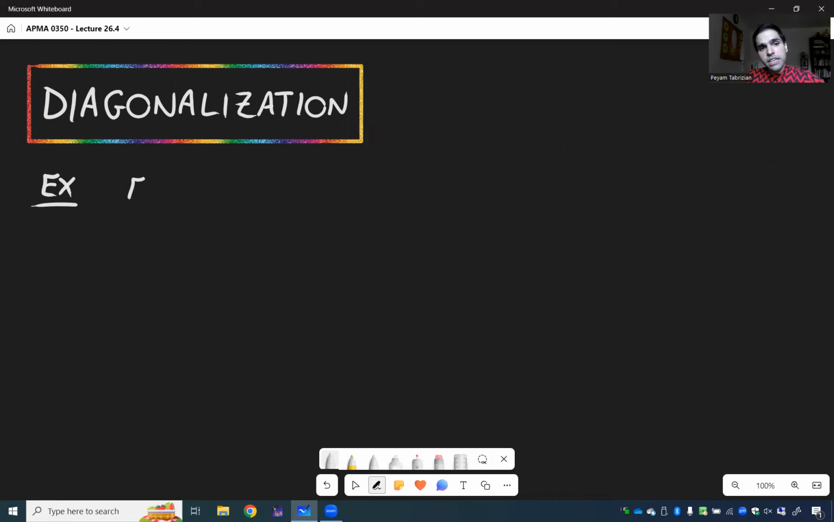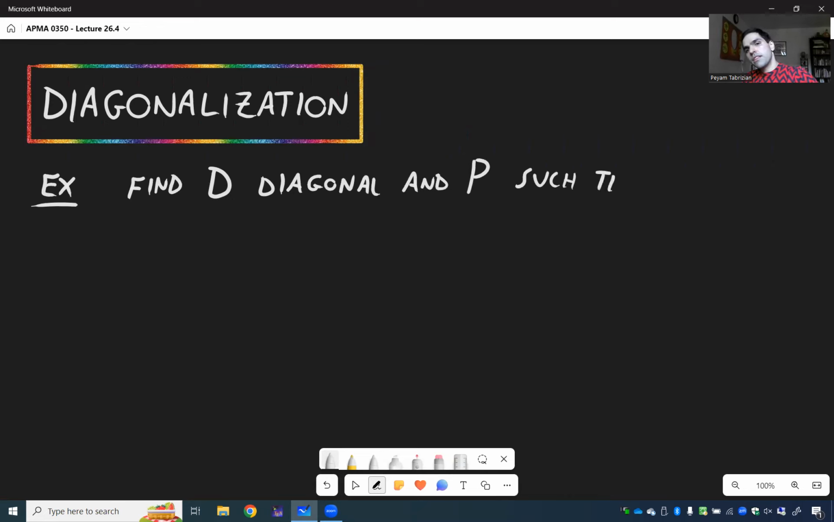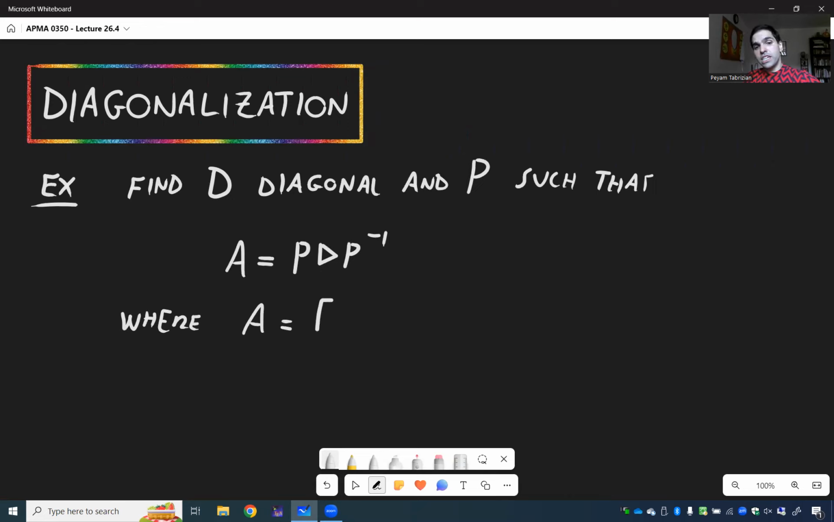And so the question is, find the diagonal D and P, technically called invertible, such that A is PDP inverse, where A was the matrix we were talking about, so 1, 6, 5, 2.